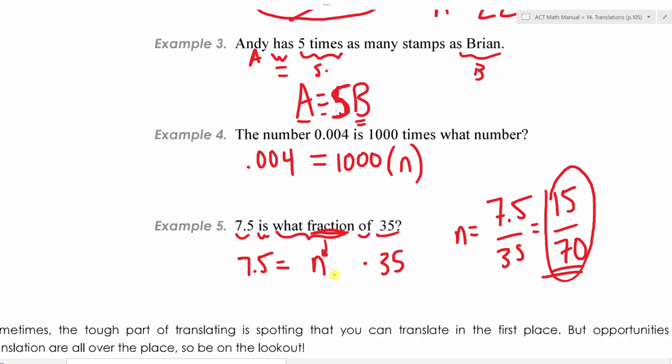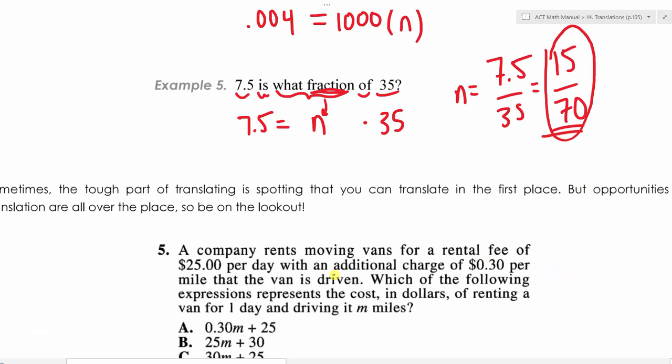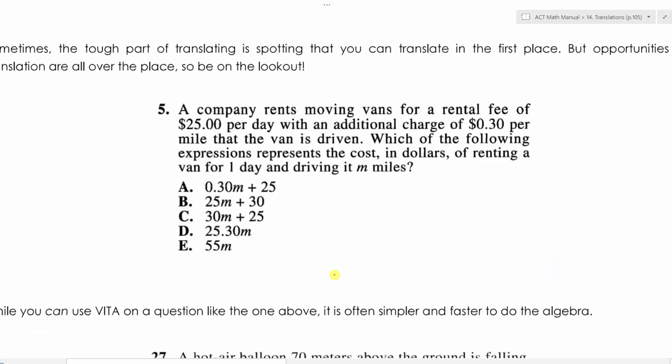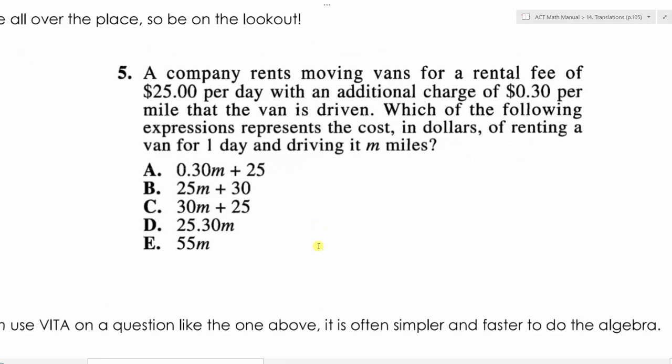So no need to get too fancy there. Hopefully those weren't too bad for most of you. Let's take a look at number 5. If you haven't already done it, you might want to pause and do this on your own. I'm going to go ahead and do it right now.